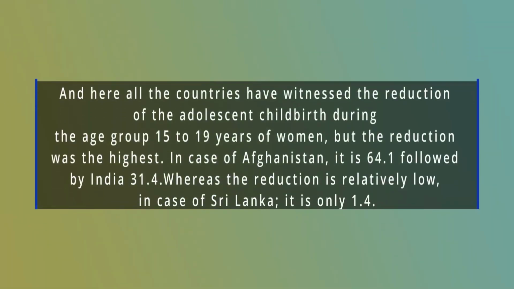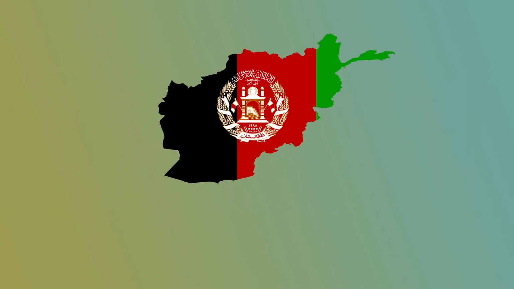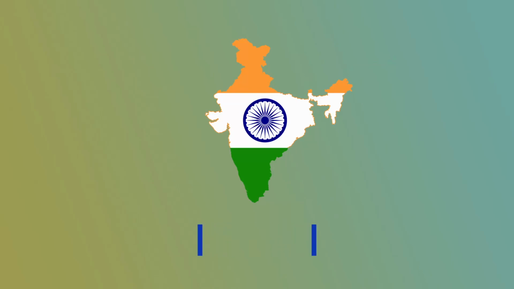Therefore, here the expected outcome is the reduction of the early marriage as well as reduction of the adolescent childbirth. And here all the countries have witnessed the reduction of the adolescent childbirth during the age group 15 to 19 years of women. But the reduction was the highest in case of Afghanistan, it is 64.1, followed by India 31.4, whereas the reduction is relatively low in case of Sri Lanka, it is only 1.4.